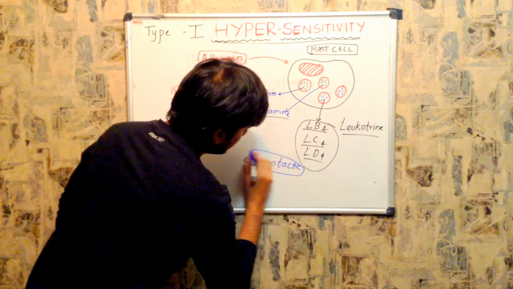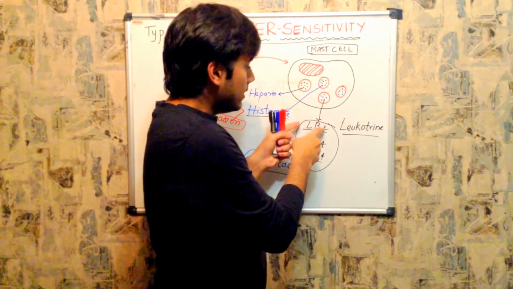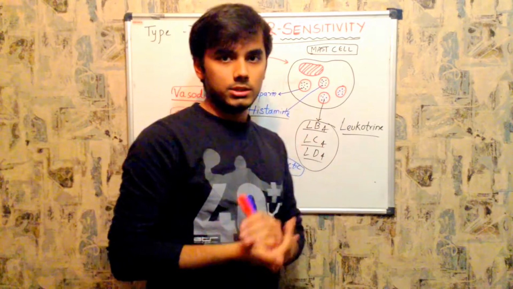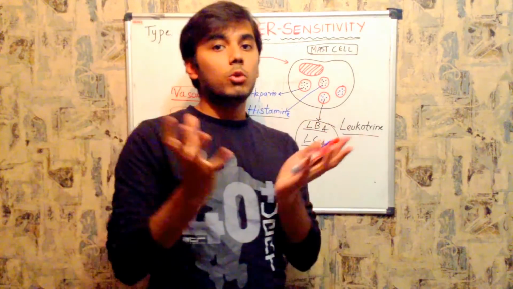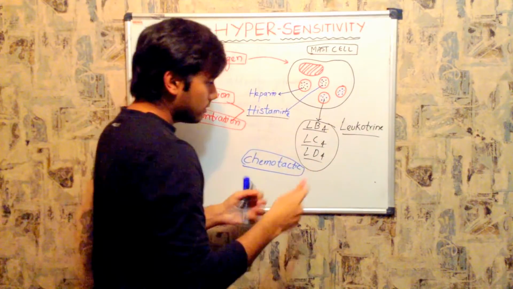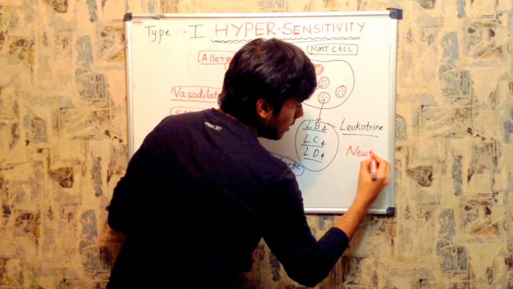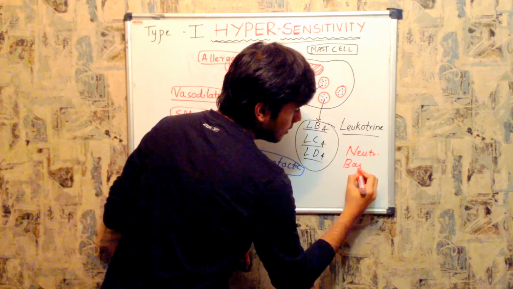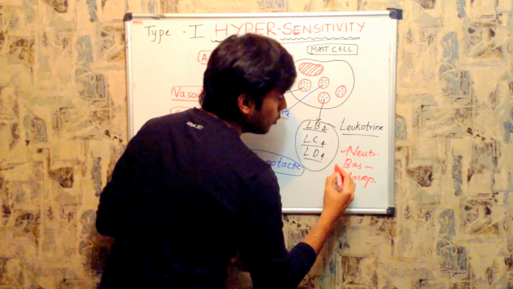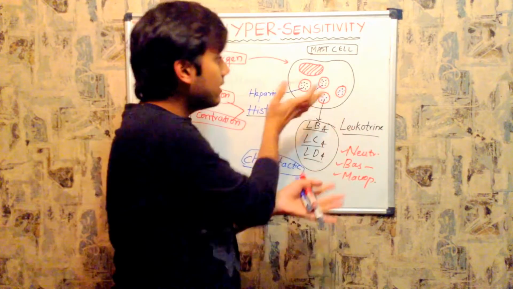These are chemotactic agents. What exactly do they do? When the mast cell is activated, these molecules or chemical substances are released into the bloodstream, and these substances, being chemotactic, attract the remaining cells such as neutrophils, basophils and macrophages. It activates neutrophils, basophils and macrophages so that all these three types of cells come near these mast cells.